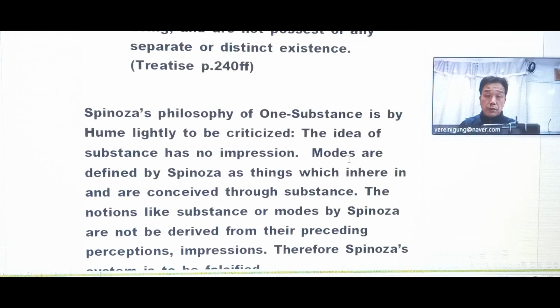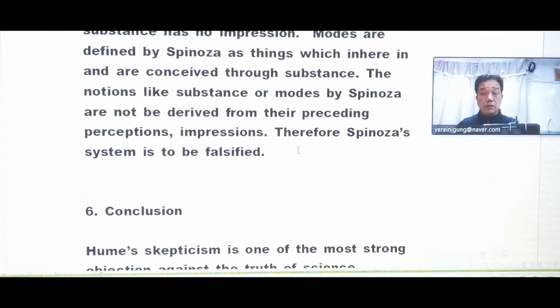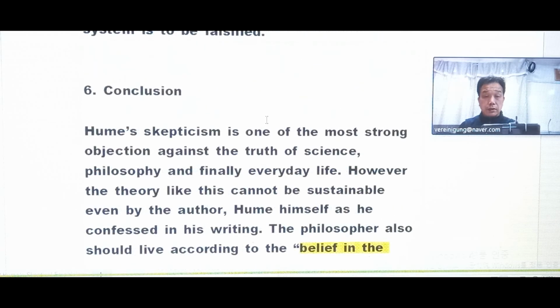Spinoza's philosophy of the one substance is by Hume criticized. The idea of substance has no impression. Both attributes and modes are defined by Spinoza as the things which inhere in and are conceived through substance. The notions like substance and modes by Spinoza are not derived from a preceding perception, an impression. Therefore, Spinoza's system is to be falsified.